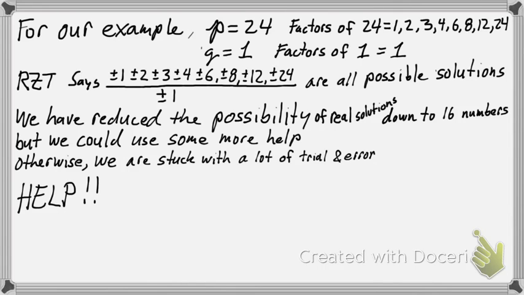16 numbers here is still a little bit too much for us to deal with. We could start guessing and checking and start dividing our polynomial by x minus 1, x plus 1, x minus 2, x plus 2, x plus 3, x minus 3, so on and so forth until we've exhausted all 16 possibilities. Let's make this easier.